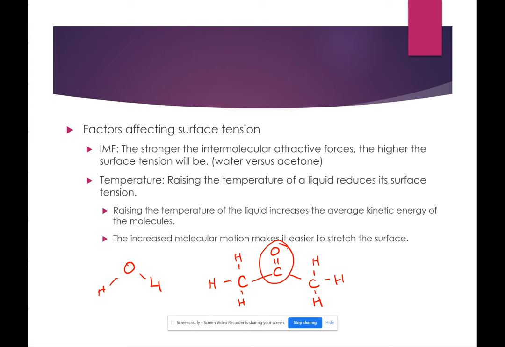Temperature also affects surface tension. Raising the temperature reduces surface tension. Anytime you raise the temperature of a liquid, the particles are going to start moving more. If the particles are moving more, those intermolecular attractions are not able to hold on as strongly.